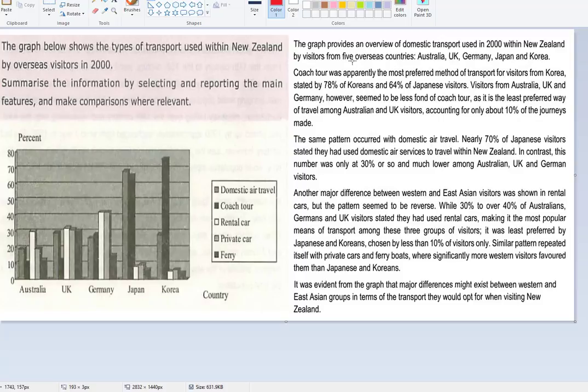Let's talk about coherence and cohesion. Apparently, okay, we see some standard words here, some referencing, accounting for. Oh, that's good. The same pattern. Oh, that's good. So some referencing to the pattern here. That's good. Contrast, another major difference. Okay, so continuing this contrast. It was least preferred.